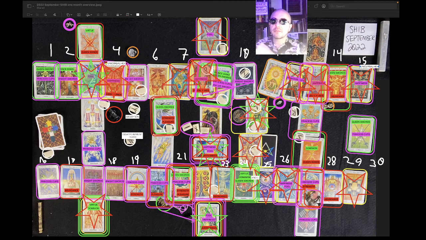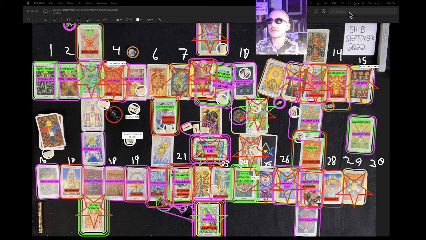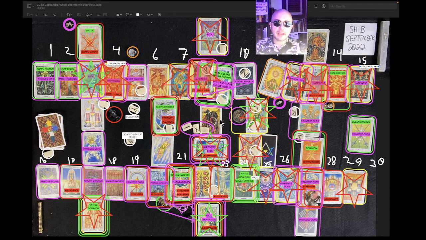This is the SHIB coin 1 month overview reading for September 2022. It's currently August 15th, 2022, 8:42 p.m. So the overall theme and behavior is sideways rotation along a key support level that ends with a fast sudden move to the upside. It's crossed with the Ace of Swords. The Ace of Swords: key technical resistance level.